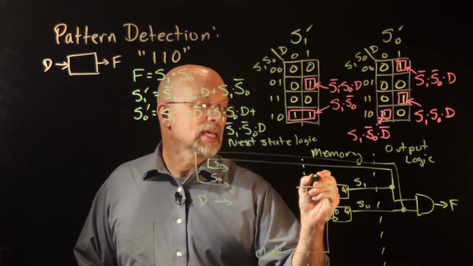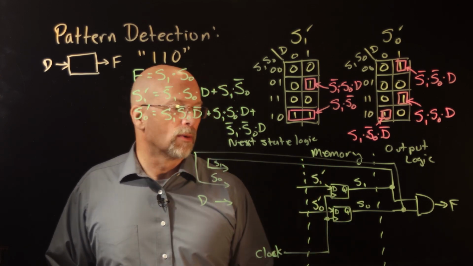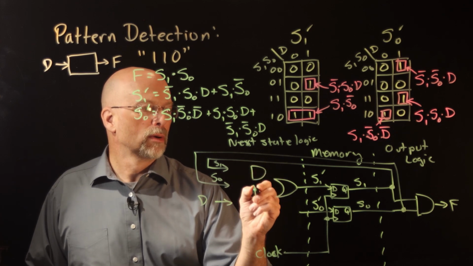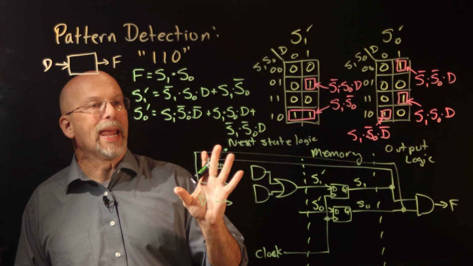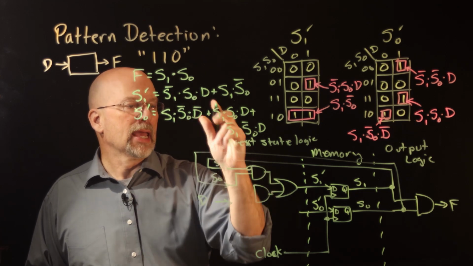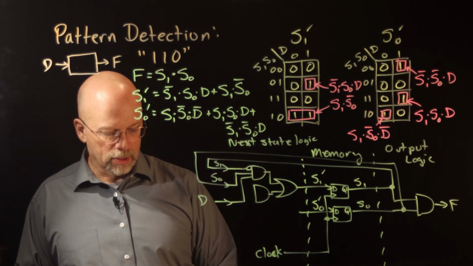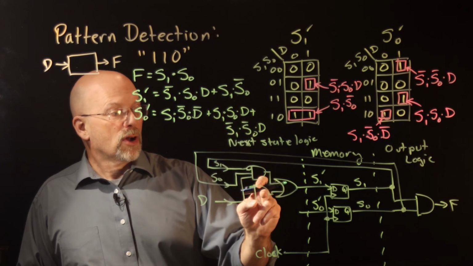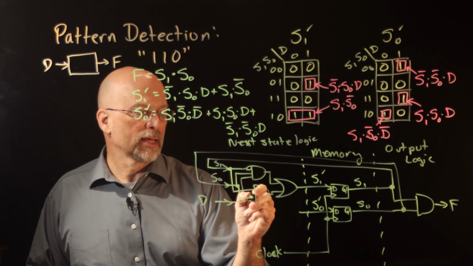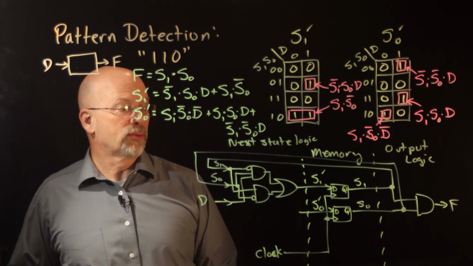Well, remember, the input to D for the S1 flip-flop is S1 prime, and the input to D for the S0 flip-flop is S0 prime. Let's start with S1 prime. S1 prime is going to be the OR of two products, so two AND gates. This becomes S1 bar ANDed with S0, ANDed with D. So this AND gate corresponds to this product right there. Then we've also got this AND gate, which is going to be S1 ANDed with S0 bar. And that takes care of the circuit for S1 prime.